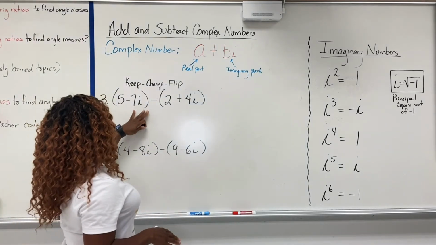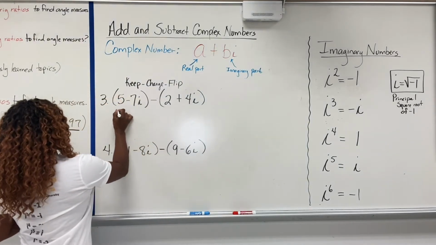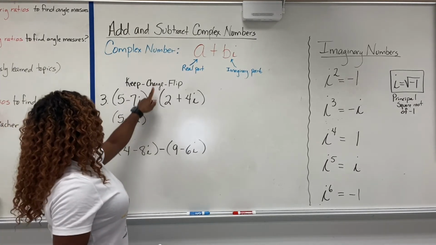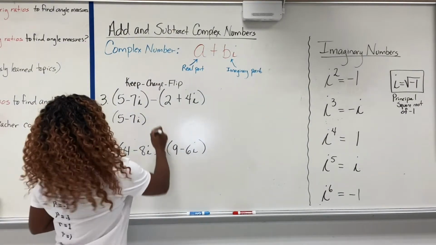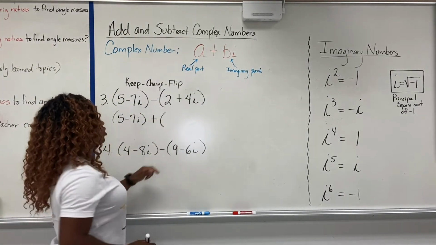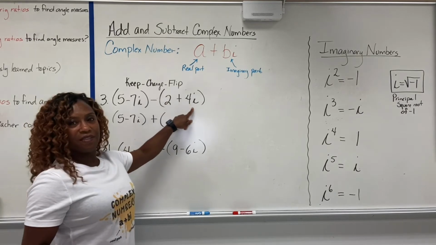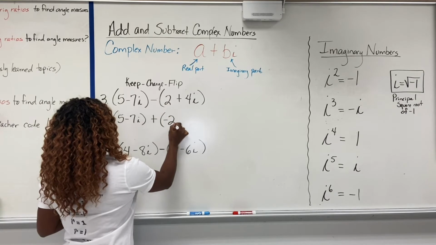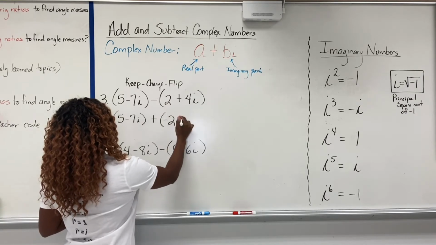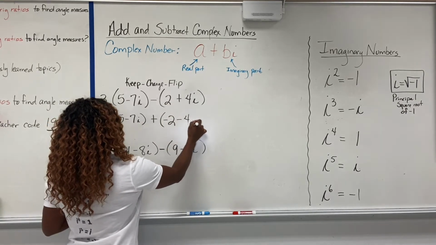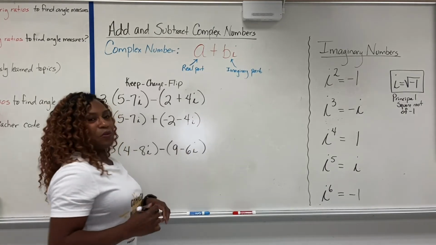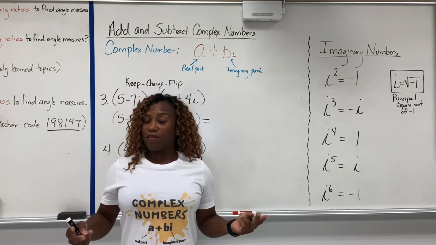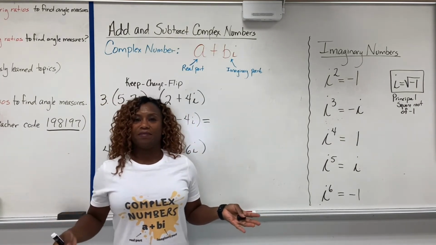When we say keep, we're going to keep the first expression, the 5 minus 7i. We're going to change the subtraction to addition. And the flip in this case is to change the signs of the terms in the second expression. So instead of +2, let's make this a -2, and instead of a +4i, we'll make it a -4i. All right, so let's go ahead and combine our like terms. We're going to put the real parts together, the imaginary parts together, and we will add them.